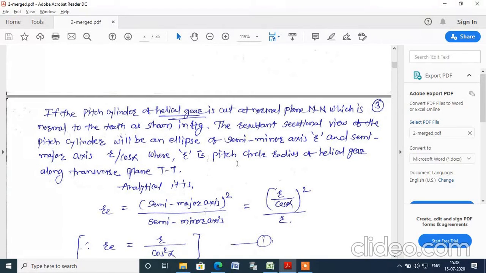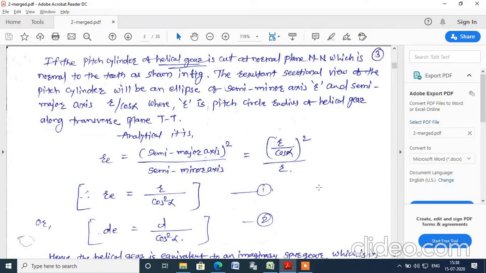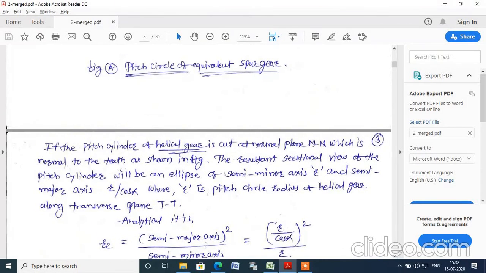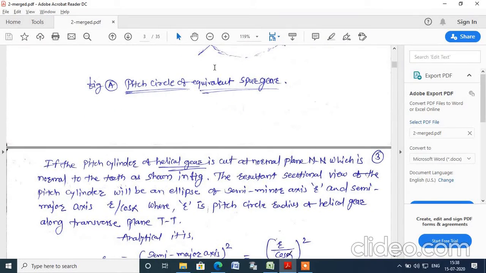By observing the figure, now we will see if the pitch cylinder of the helical gear is cut at the normal plane NN, which is shown in the figure, the resultant sectional view of the pitch cylinder will be an ellipse, which is having semi-minor axis r and semi-major axis r by cos alpha. And r, you know, is the pitch circle radius of the helical gear along the transverse plane TT.